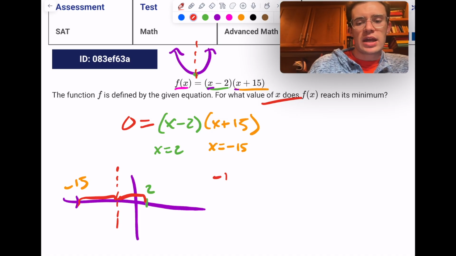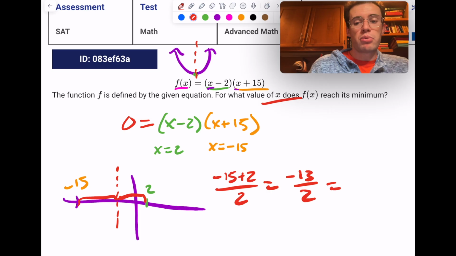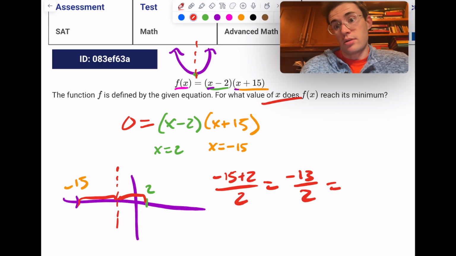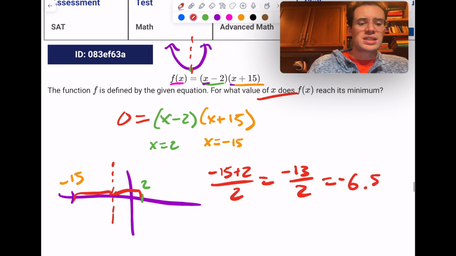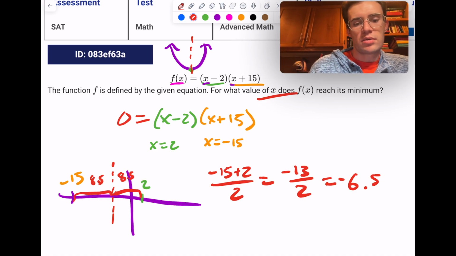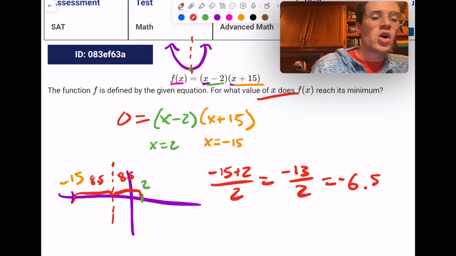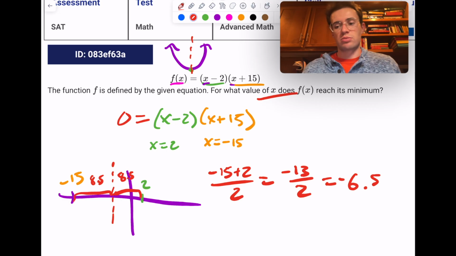Or we could also go negative 15 plus 2 all over 2. In this case, that would give us negative 13, and if you divide it by 2 to find the midpoint of them, you just leave it as negative 13 halves, or you could say negative 6.5. Either of those answers would work. Again, that was the same thing as if you subtracted 8.5 from 2, right? 2 minus 8.5 is negative 6.5, or add 8.5 to negative 15. Negative 15 plus 8.5 is negative 6.5.